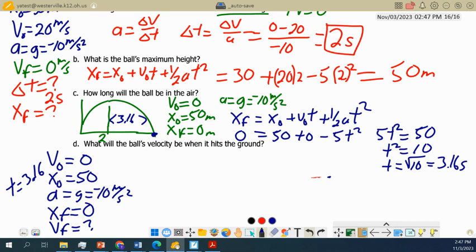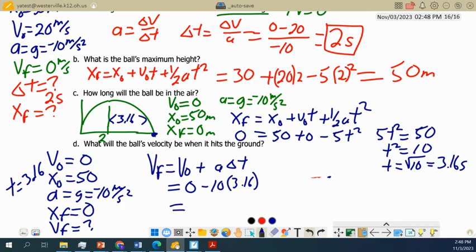Well, if we know A and we know T, we can figure out velocity when it hits the ground. Vf is equal to V0 plus A delta T. We knew V0 was 0. We know A is -10. We know our T to fall down here was 3.16 seconds. So we know this velocity is going to be -31.6 meters per second.